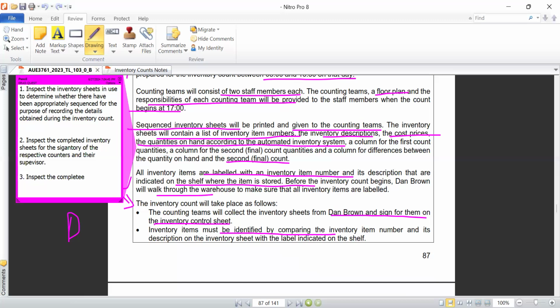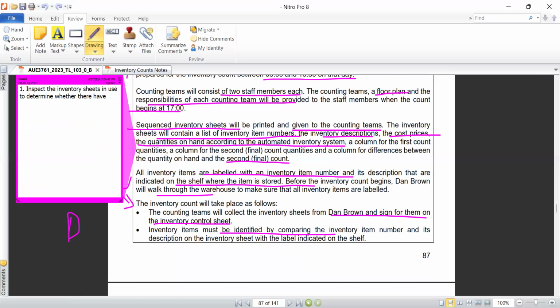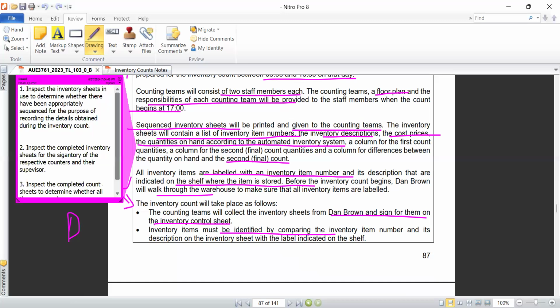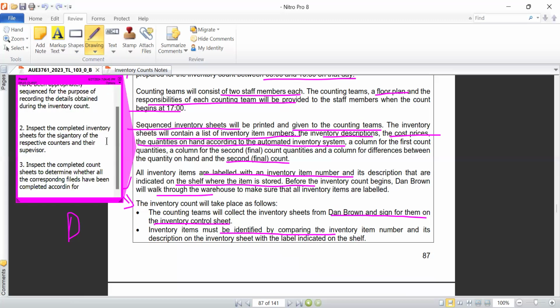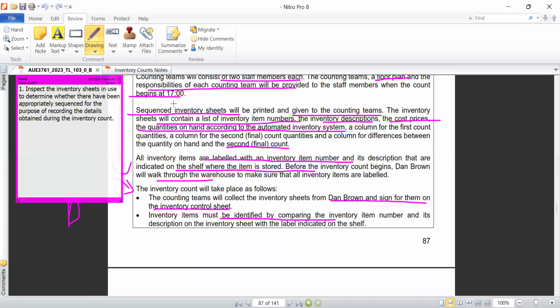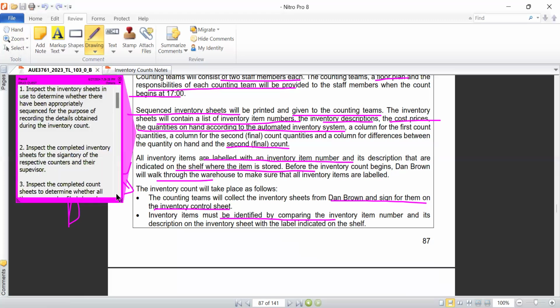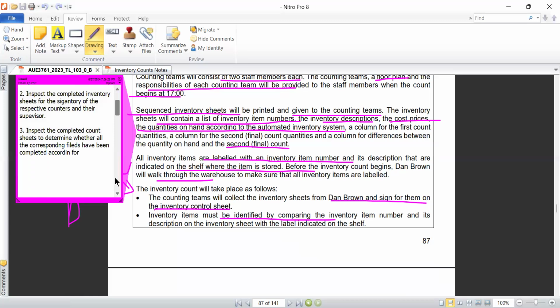Number 3, again, while you're inspecting the completed count sheets, one of the things you're going to be inspecting them for is to determine whether all the corresponding fields have been completed accordingly for, right? What is it for? Remember, for the initial count and the final and second count, all right?